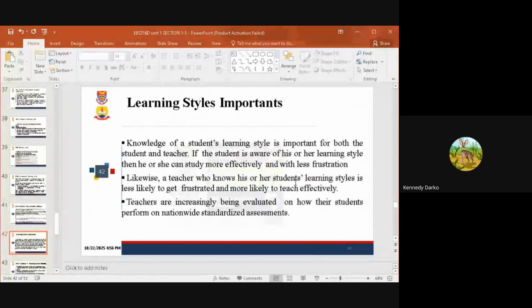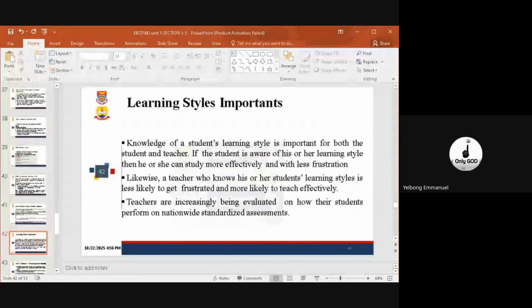Now, learning style importance. What is the importance of learning style? We are saying that knowledge of students. So the network at your end is very bad. Very, very bad. Hello. Please, I think it's maybe from your end. It's okay now.